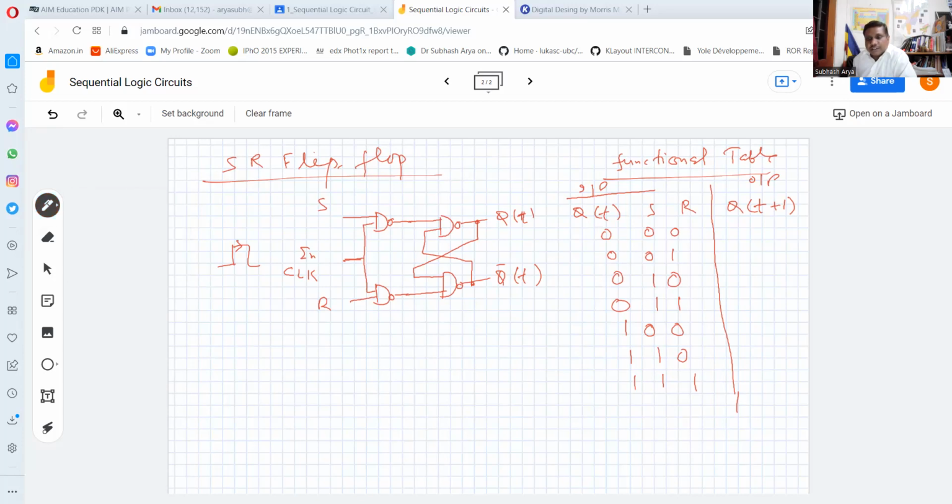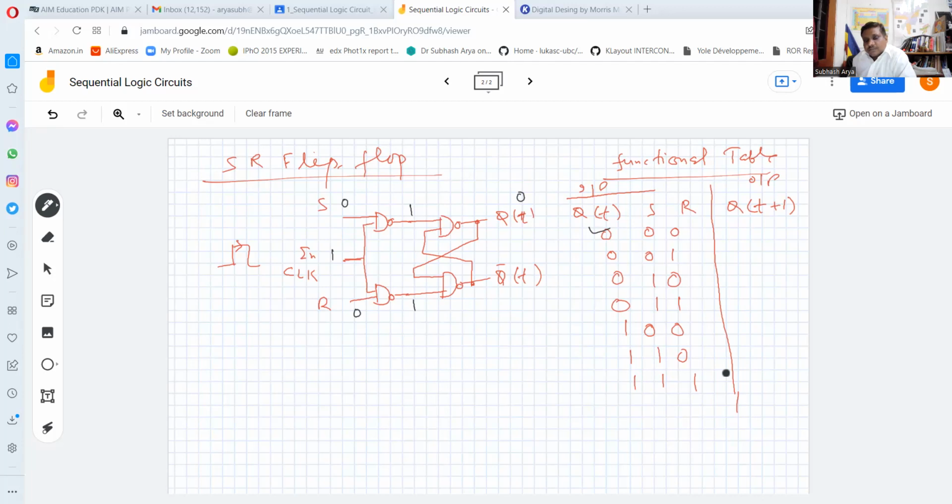So let us assume one by one case. Presently Qt is 0, so let us write here 0. S is equal to 0, R is equal to 0, and a positive clock pulse has come. This is logic 1. As I told you before, any input 0 in the NAND gate makes output 1. So here we will get logic 1. Similarly here, because logic 0 is here, it will give 1.